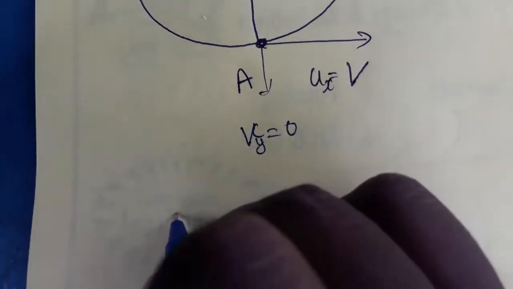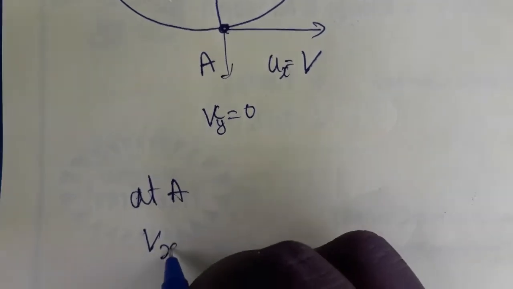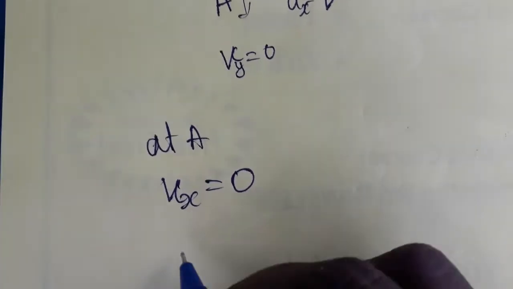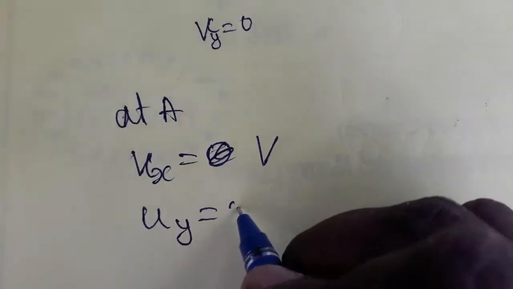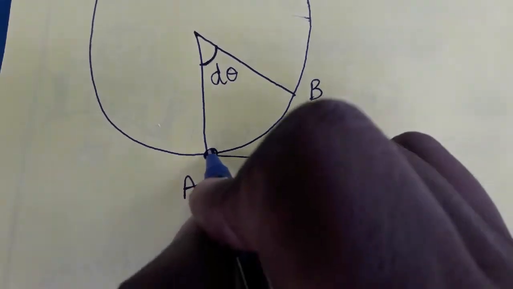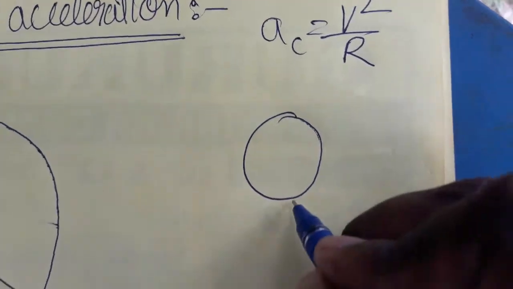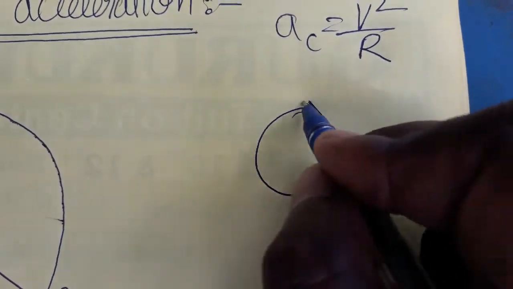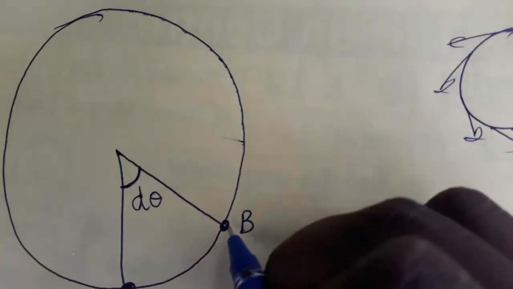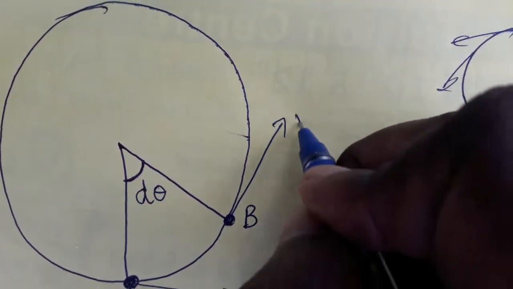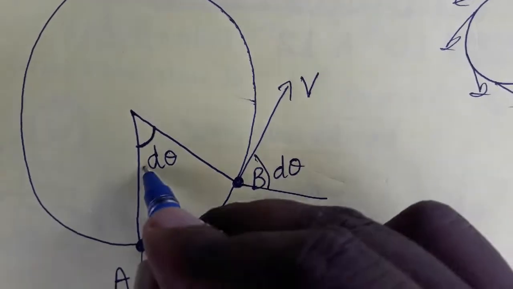So at point A, the initial velocity in the x axis will be v, and the initial velocity in the y axis will be 0. At point B, in a circle, the tangential line represents the velocity, the resultant velocity. In circular motion we are finding the acceleration. Now at point B, this side will be the velocity v, and from the x axis this angle is d theta.